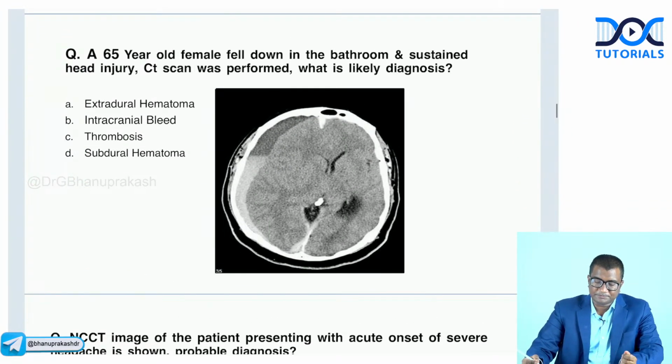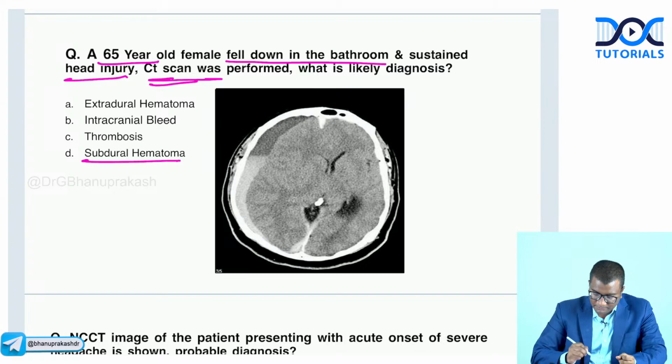Now look at this image. A 65-year-old female fell in the bathroom and sustained a head injury. CT was performed, and what is the likely diagnosis? So the image is given. What is the likely diagnosis? Can you tell me? What is this? Extradural hematoma, intracranial bleed, thrombosis, subdural hematoma. So this is a subdural hematoma.